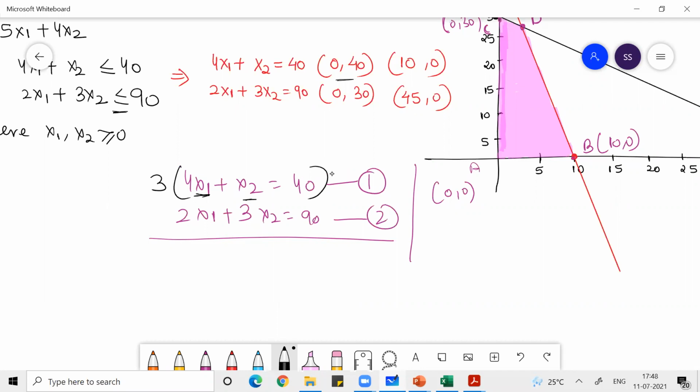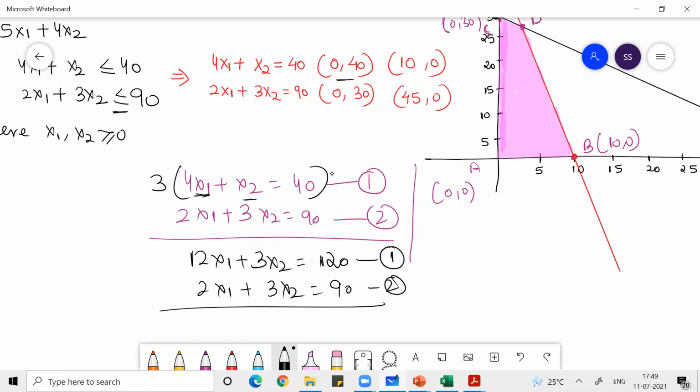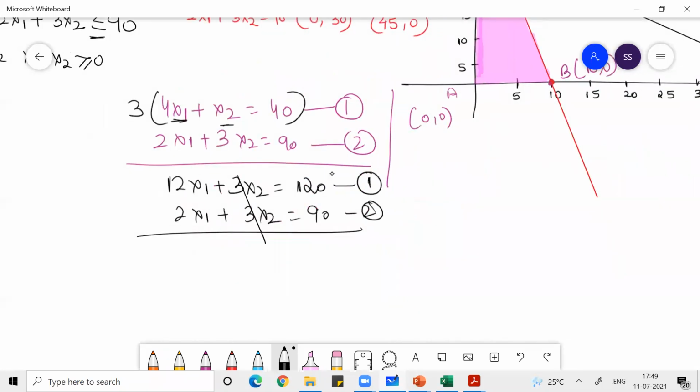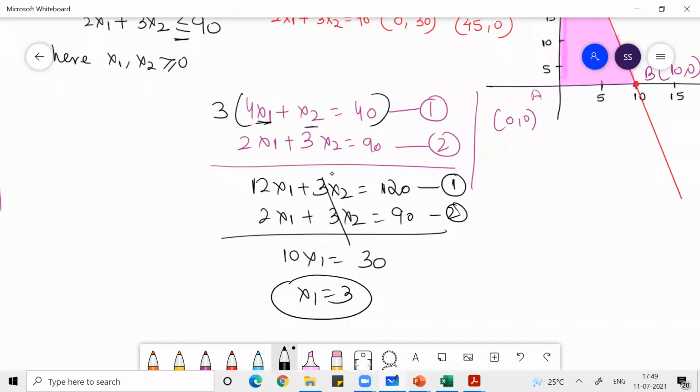So if I multiply equation 1 by 3, I'll get 12x1 plus 3x2 is equal to 120. That is the first equation. The second equation is 2x1 plus 3x2 is equal to 90. Now solve this. This gets cancelled. So 10x1 is equal to 30, so x1 is equal to 3.